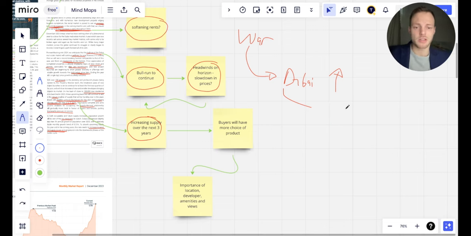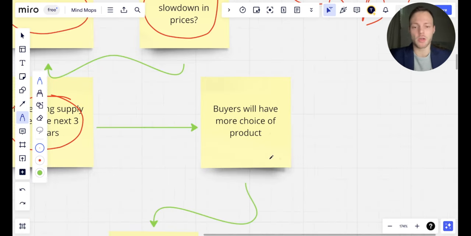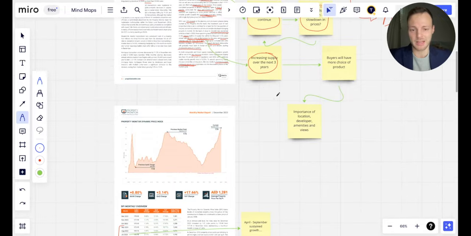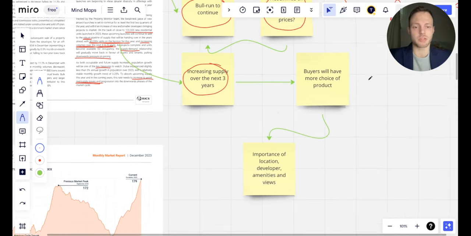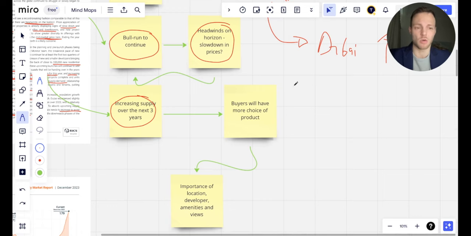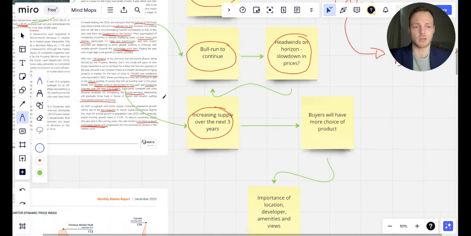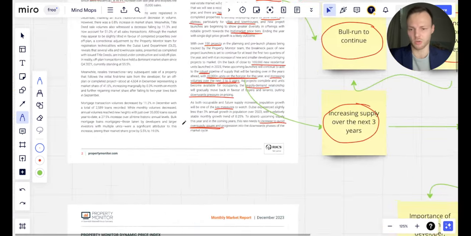However, it's worth mentioning that the Dubai government are putting a lot of policies in place so that people will stay in Dubai for longer and they have more established routes. I'm actually going to be doing a video on that in the near future, so keep an eye out for that one.